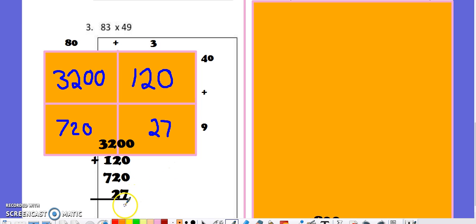Add your 1s, end up with 7. Add your 10s, 2, 4, 6. Add your 100s, 7, 8, 9, 10, carry your 1. And 3 plus 1 is 4. Your answer to 83 times 49 is 4,067. Let's try one more.